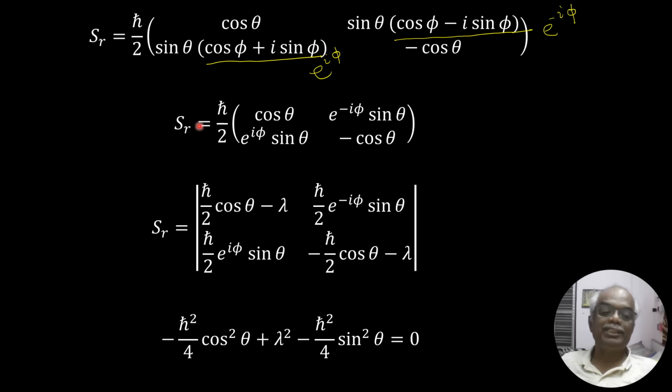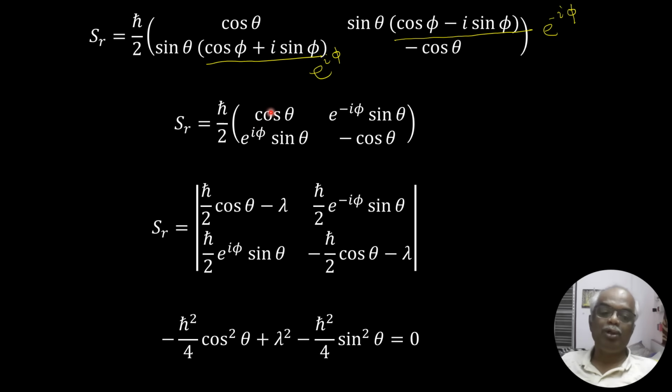So now this S_R matrix reduces to ħ/2 times the matrix with cos θ, e^(-iφ) sin θ, e^(+iφ) sin θ, and -cos θ. You bring ħ/2 inside the matrix, and in order to find the eigenvalue λ, you form a characteristic matrix.